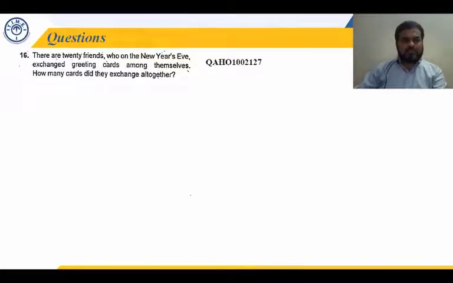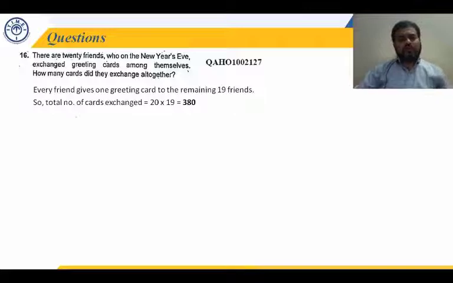Question number 16. So there are 20 friends who on New Year's Eve exchanged greeting cards among themselves. How many cards did they exchange all together? Fine. So every friend gives 1 greeting card to the remaining 19 friends. So the total number of cards exchanged will be 20 into 19. Because these 19 greeting cards will be added for all the 20 friends. So 19 added 20 times is the same as saying 20 into 19.